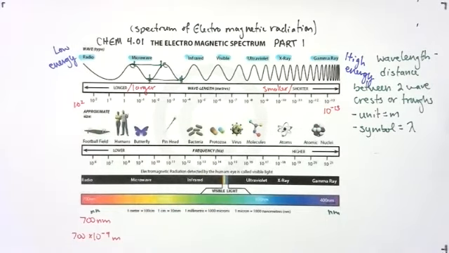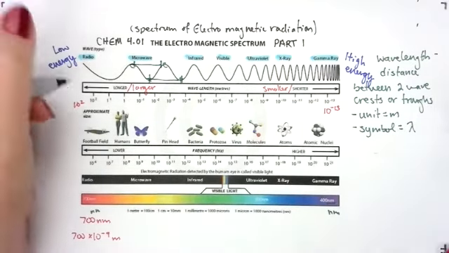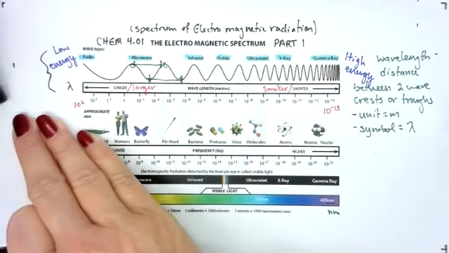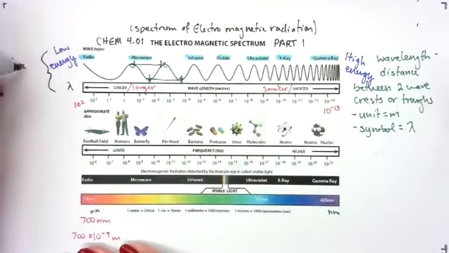Well, what can we say about energy and wavelength? What's our relationship? Try to answer it. If you need to, pause the video. Okay, for the answer, did you say they're inversely proportional? So energy and wavelength are inversely proportional.